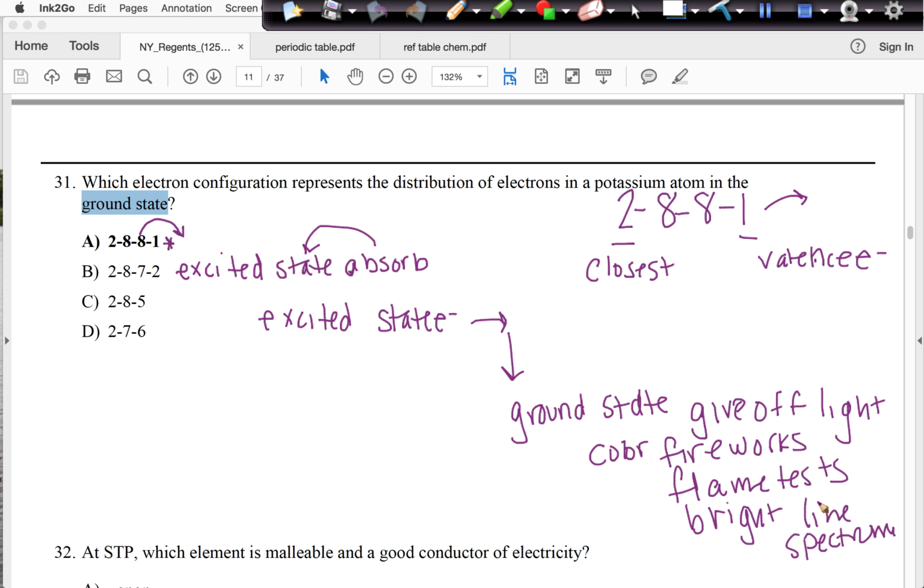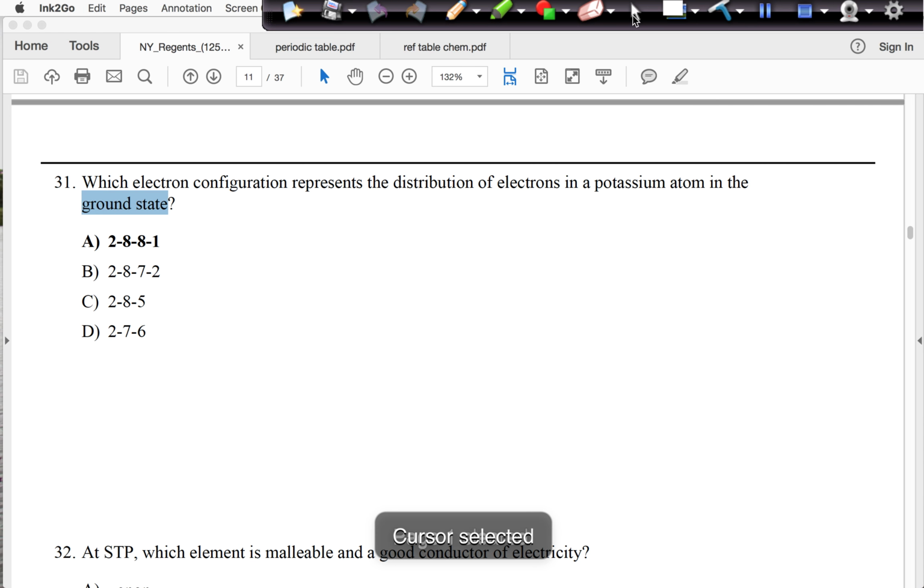And if we separate that color with a prism or another item called a spectroscope, we can actually get the bright line spectrum, and we can identify elements based on their bright line spectra.